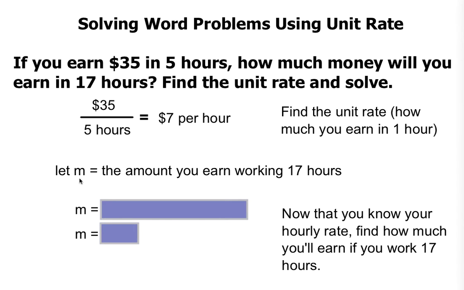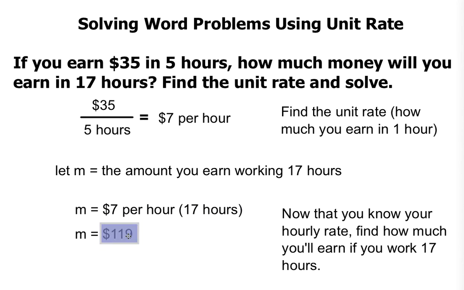I'm trying to figure out how much I will earn in 17 hours. So now that you know your hourly rate, find out how much you will earn by working 17 hours. Very simple. Just take your hourly rate and multiply it by the number of hours you worked. So again, we should arrive at the same solution, $119.